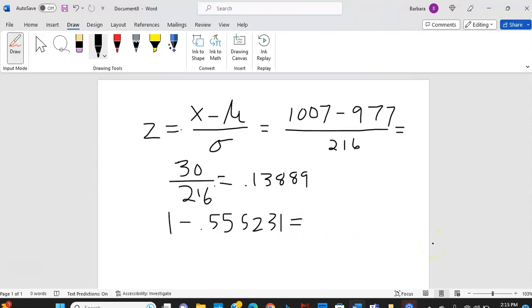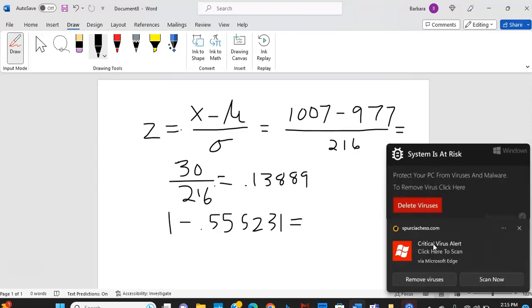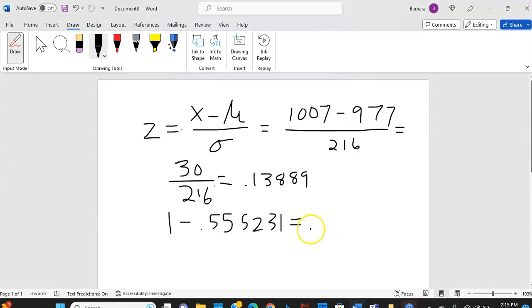So let's see what that is. 1 minus 0.555231 is 0.44769, and this is the probability that we will put in our box in my open math.